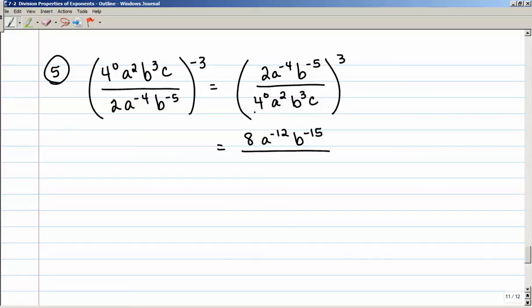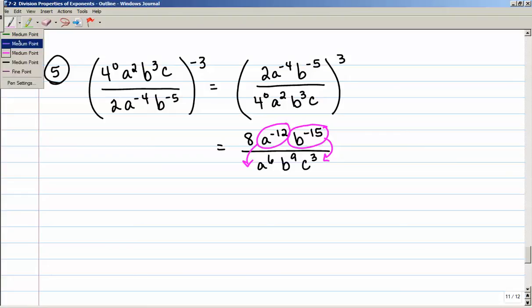4 to the 0 is 1, so I'm going to ignore that. a squared to the 3rd is a to the 6th. b cubed to the 3rd is b to the 9th. And c is just cubed. Okay, now let's deal with those negative exponents. This one's negative, goes down below. This one's negative, goes down below. I don't have any negative exponents on the bottom, so those guys all stay put.